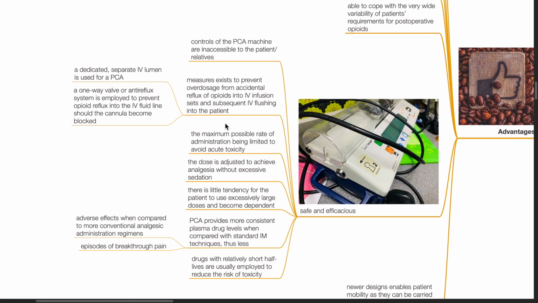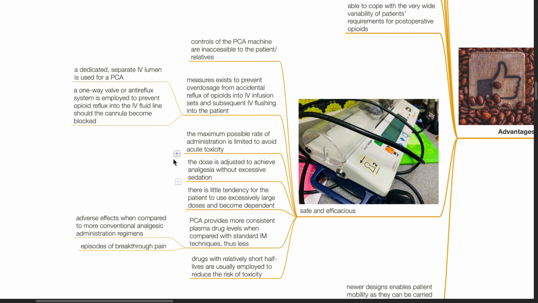PCAs are generally safe and efficacious. Controls of the PCA machine are inaccessible to the patient or relatives. Measures exist to prevent overdosage from accidental reflux of opioids into IV infusion sets and subsequent IV flushing into the patient. A dedicated separate IV lumen is used for a PCA. A one-way valve or anti-reflux system is employed to prevent opioid reflux into the IV fluid line should the cannula become blocked. The maximum possible rate of administration is limited to avoid acute toxicity. The dose is adjusted to achieve analgesia without excessive sedation.